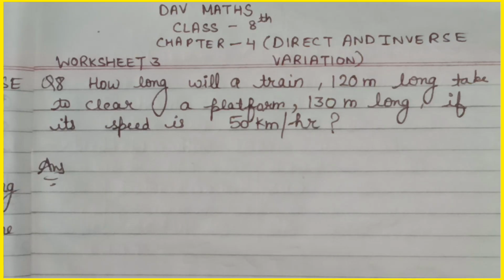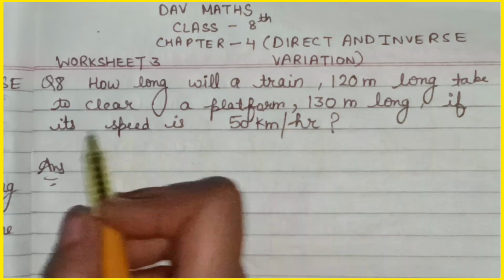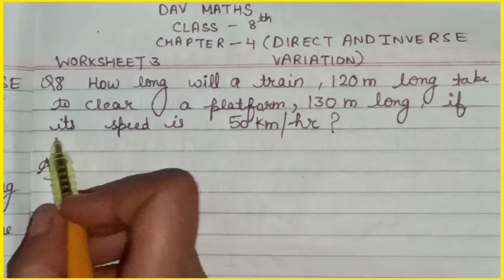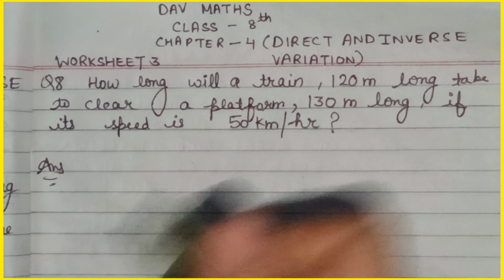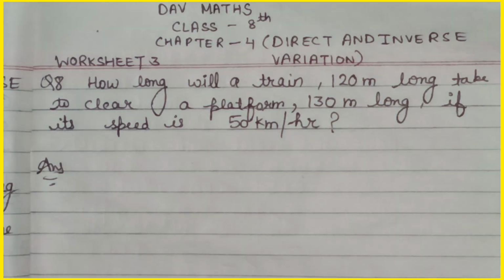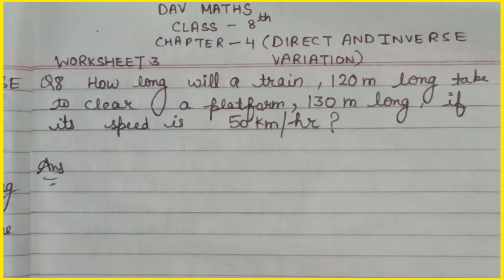So here this is our question number 8, and the question is: how long will a train 120 meter long take to clear a platform 130 meter long if its speed is 50 kilometer per hour? Here in this question we are given that the length of the train is 120 meter, the platform length is 130 meter, and its speed is 50 kilometer per hour.